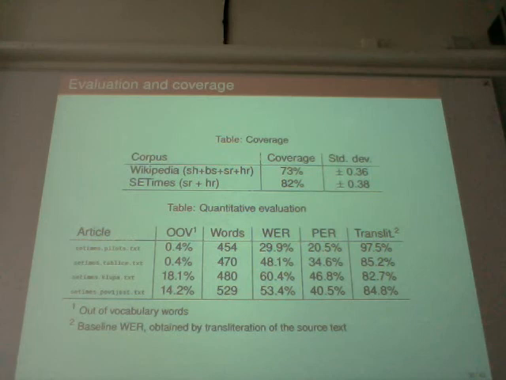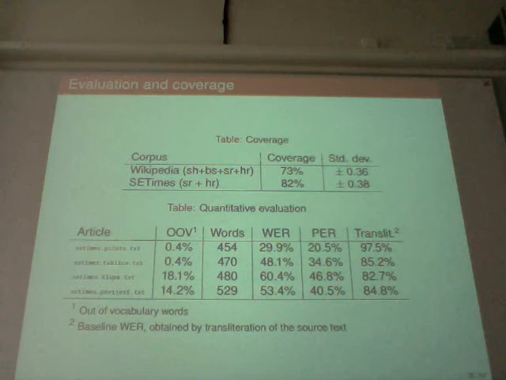These are some results on coverage and quantitative evaluation. Coverage was measured on a combined SETimes corpus and on the Wikipedia corpus. We have better results on the SETimes corpus probably because the frequency list for the analyzer is built on the SETimes corpus.